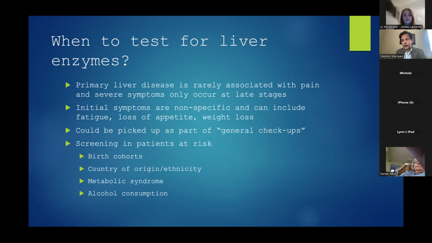So based on the year that they were born, so birth cohorts, especially when we're thinking about screening for hepatitis C, or birth or country of origin, because it can also be associated with certain types of liver disease. Also when there is what we call a metabolic syndrome, so some people who have diabetes, hypertension, high cholesterol levels, or maybe also in someone who acknowledges a high degree of alcohol consumption.